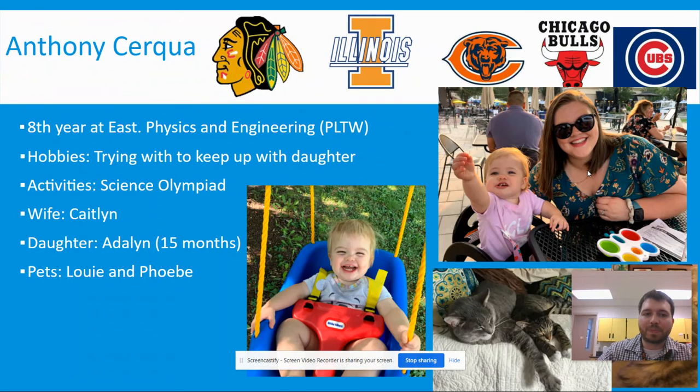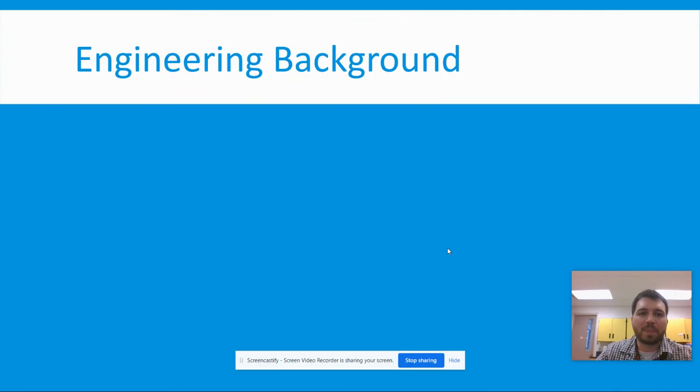A little introduction to myself. This is my 8th year at East. I'm a physics and engineering teacher. My hobbies mostly involve keeping up with my 15, almost 16-month-old daughter. Activities, I am Science Olympiad sponsor. There's my wife, Caitlin, and we have 2 cats, Louie and Phoebe, who are down there in the corner.